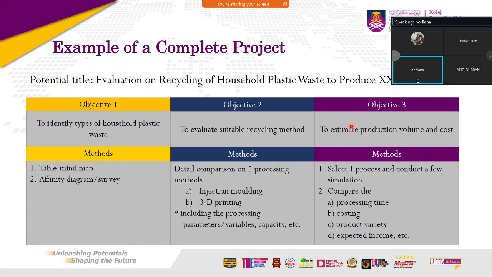Kemudian the second objective, what you can do ialah to evaluate suitable recycling method. You tahulah dekat Shah Alam ni banyak PET, contoh orang guna PET. Kemudian you objektif yang number 2 tu, dalam banyak-banyak plastik tu PET paling banyak. So objektif number 2, to evaluate suitable recycling method for PET. Okay, so you can detail atau compare two different processes, nak guna injection molding ke 3D printing ke, but then you should be able to know the difference and similarities between the two processes.